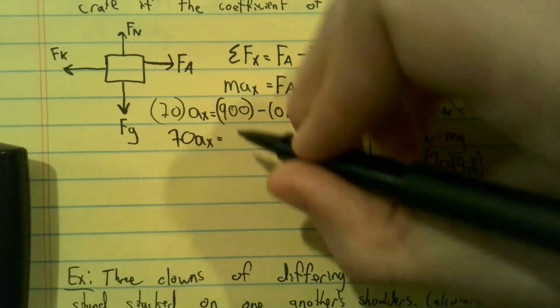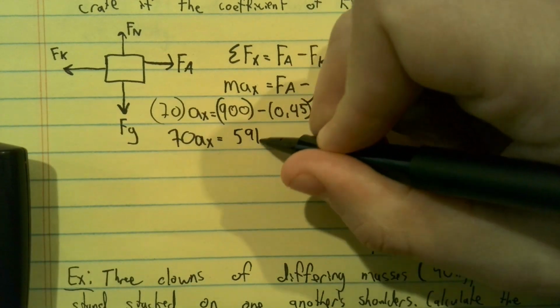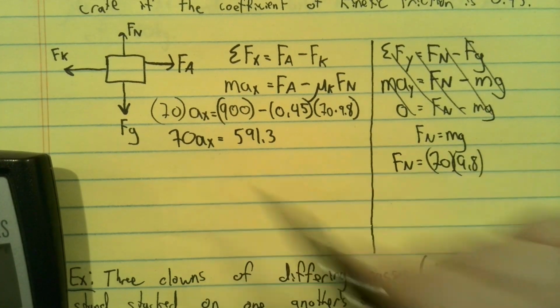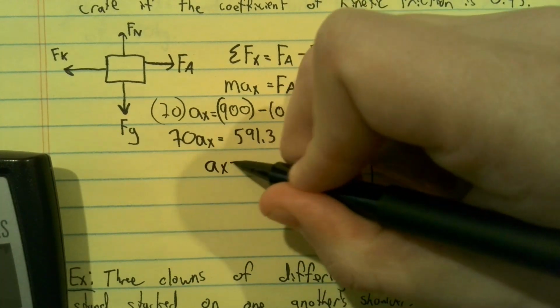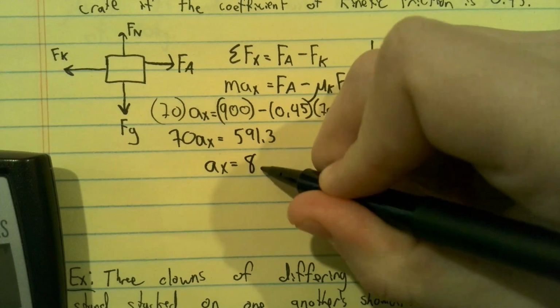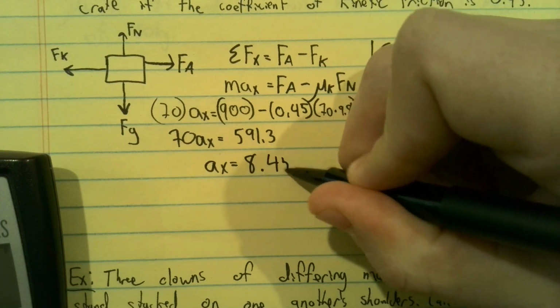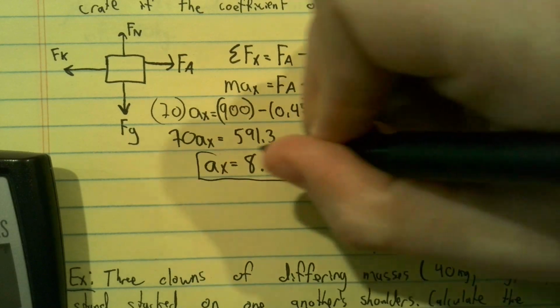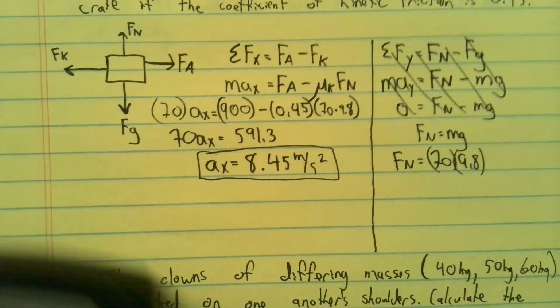So I'm getting 591.3. 900 minus, I'm going to do it again, 0.45 times 70 times 9.8. Yep, 591.3. Divide both sides by 70. We'll have an answer. So our acceleration is 8.45 meters per second squared. That's the acceleration of the crate.